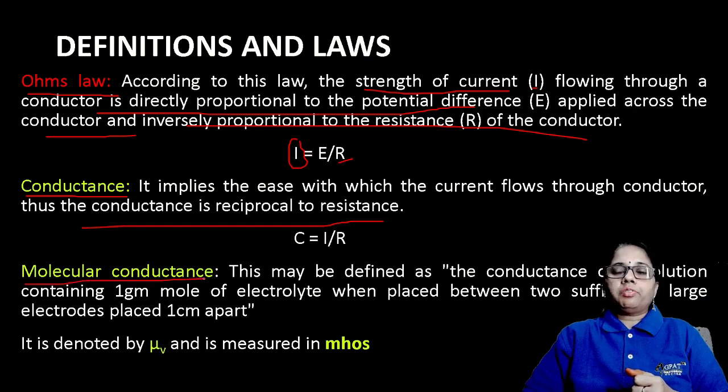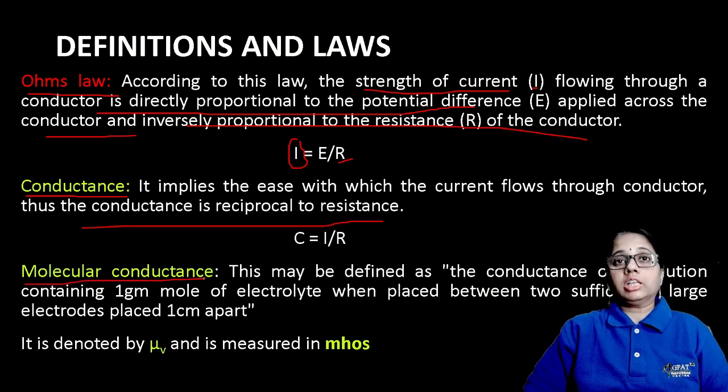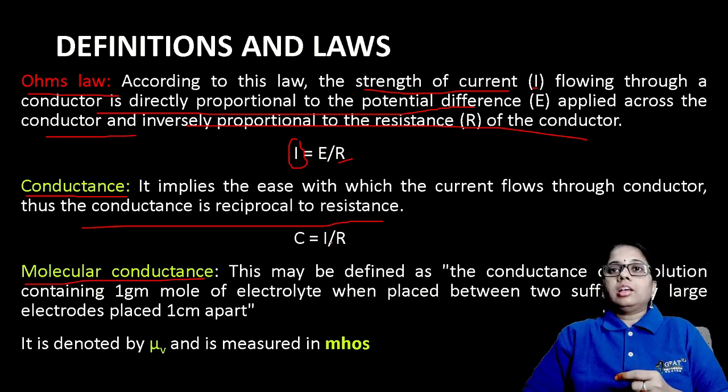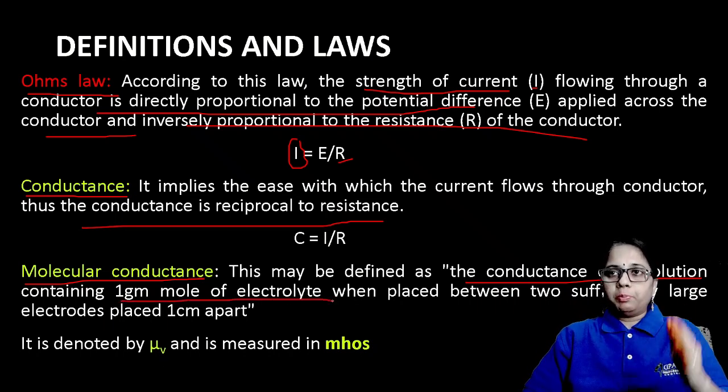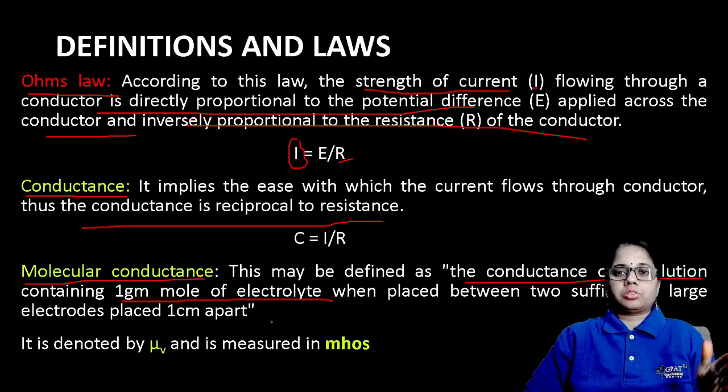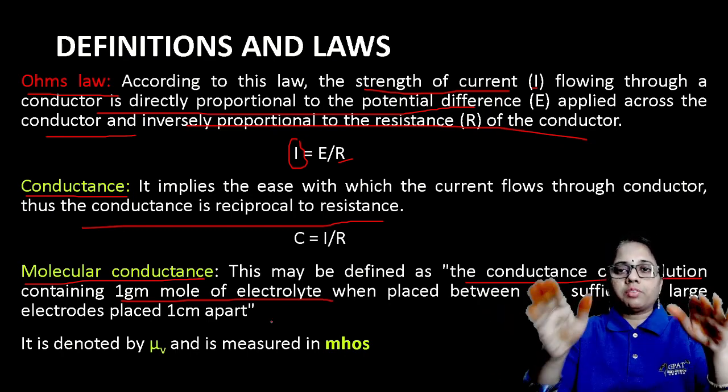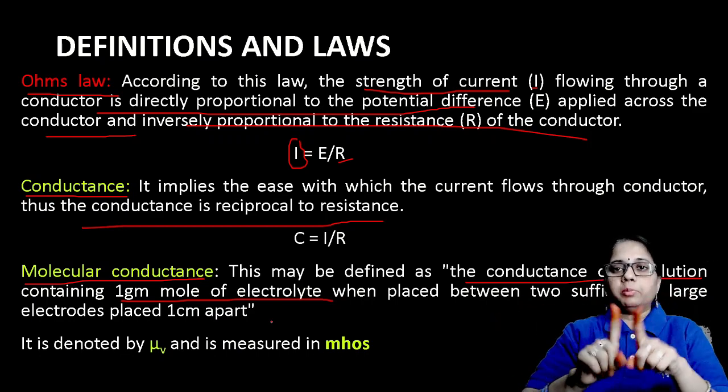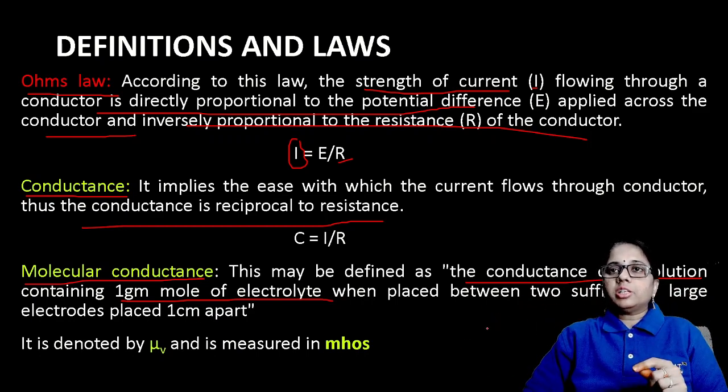Now the other definition, that is molecular conductance. So what is molecular conductance? This may be defined as the conductance of a solution containing 1 gram mole of the electrolyte when placed between two sufficiently large electrodes that are 1 centimeter apart. So if the electrodes are 1 centimeter apart and the electrolyte solution concentration is 1 gram mole, the conductance presented by the solution is called molecular conductance. It is denoted by mu and it is measured in mhos.